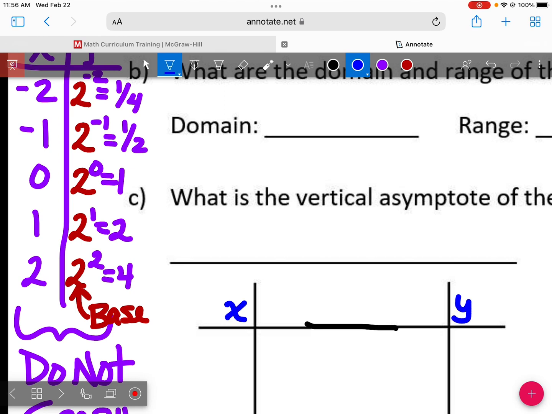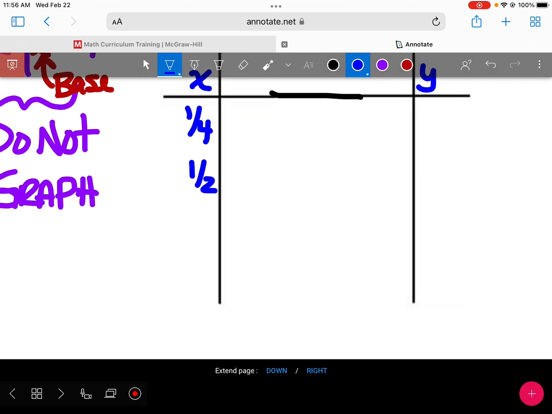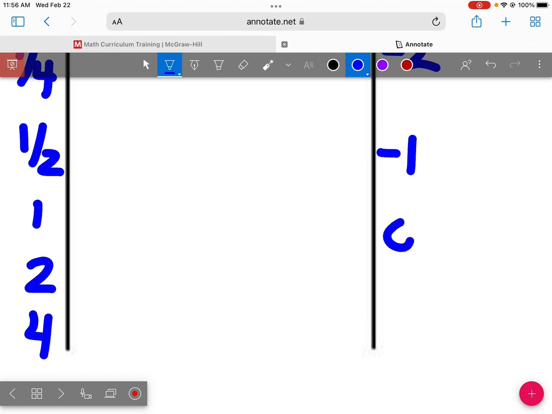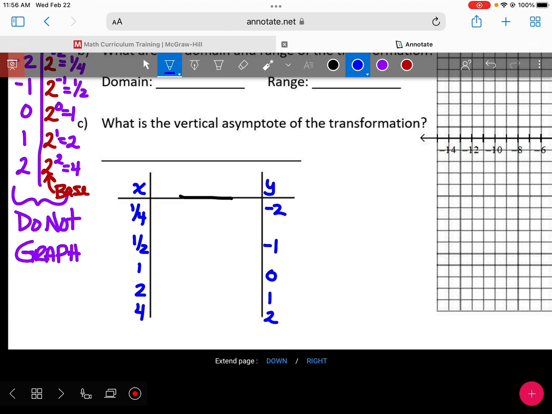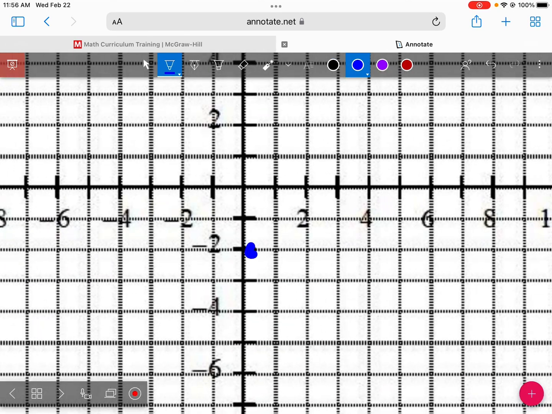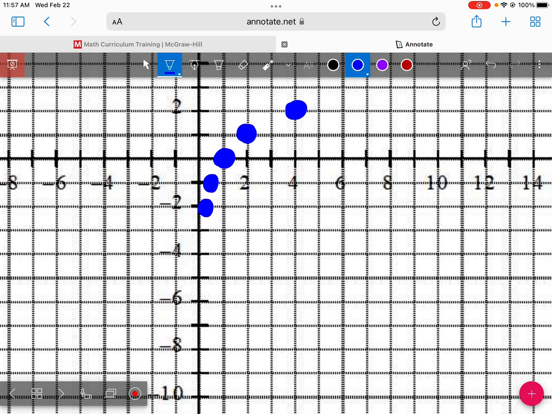Now I can do my parent log. How do I do the parent log? Flip it. 1/4, 1/2, 1, 2, and 4, -2, -1, 0, 1, and 2. I'm going to go graph those now. 1/4, -2. 1/2, -1. 1, 0. 2, 1, and 4, 2.